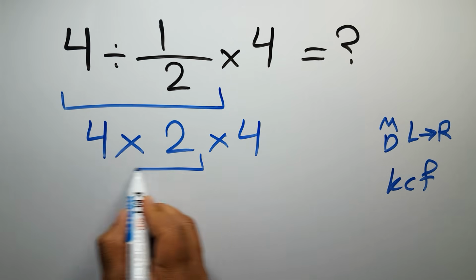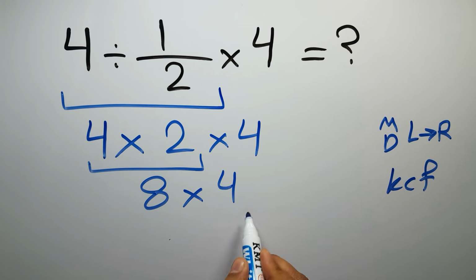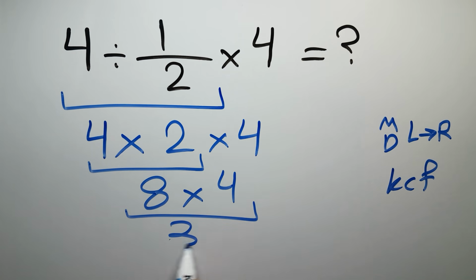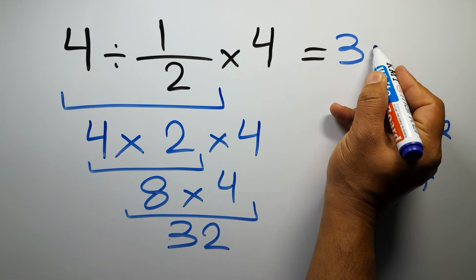4 times 2 gives us 8. And 8 times 4 equals 32. And this is our final answer to this problem. The correct answer is 32.